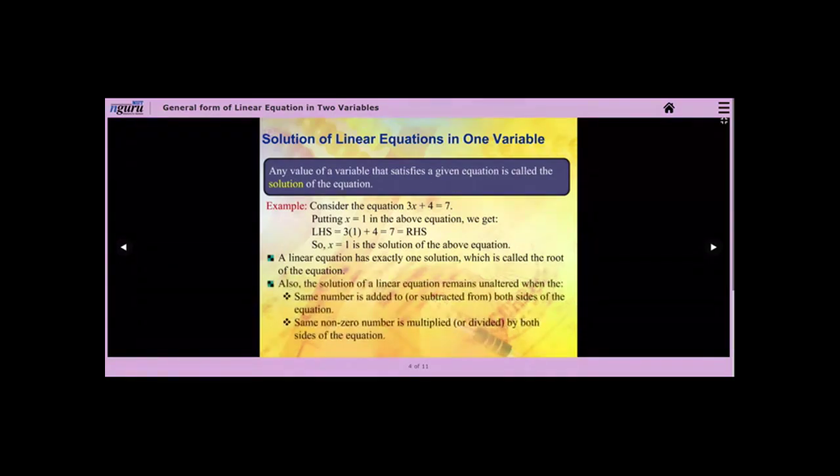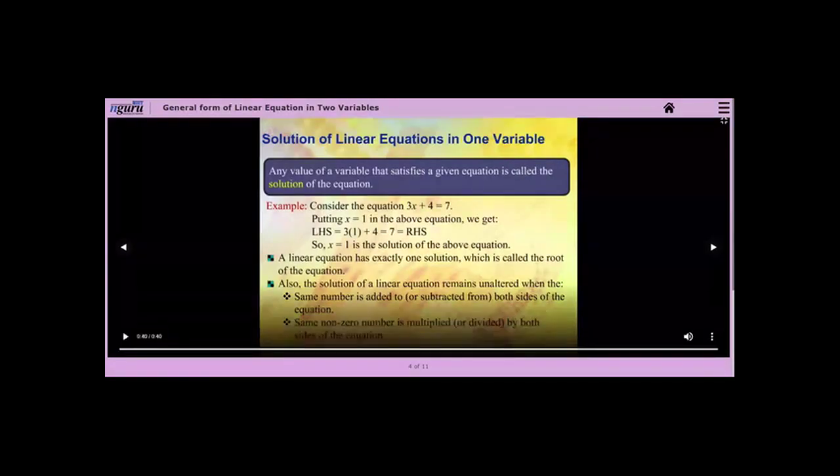Any value of a variable that satisfies a given equation is called the solution of the equation. Let's consider an example. Observe the equation shown. You can see that x is equal to 1 is the solution of the above equation. A linear equation has exactly one solution, which is called the root of the equation. Also, the solution of a linear equation remains unaltered when the same number is added to or subtracted from both sides of the equation, and when the same non-zero number is multiplied or divided by both sides of the equation. What is the meaning of unaltered? Remains same, ma'am.